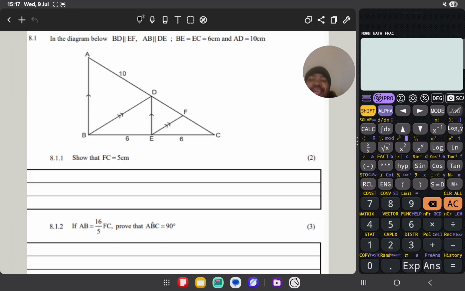All right, let's do this thing and finish it. We have a couple of problems. These are all from an exam paper. Let's get started.